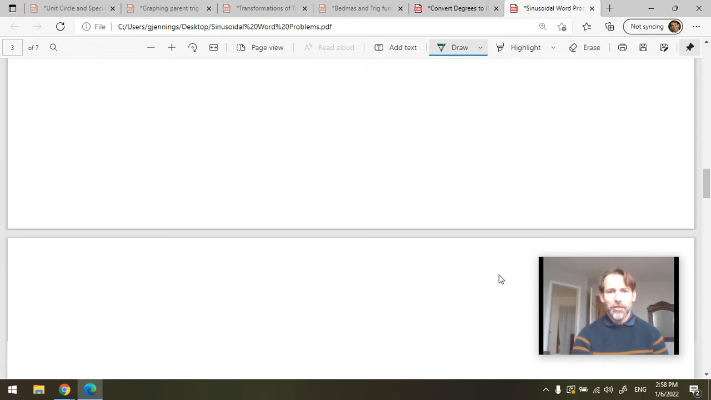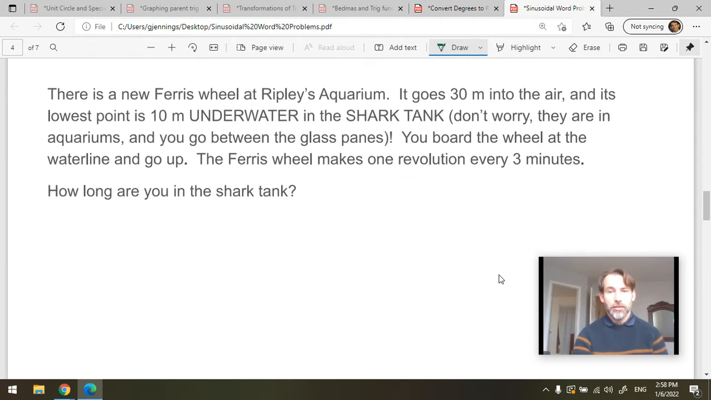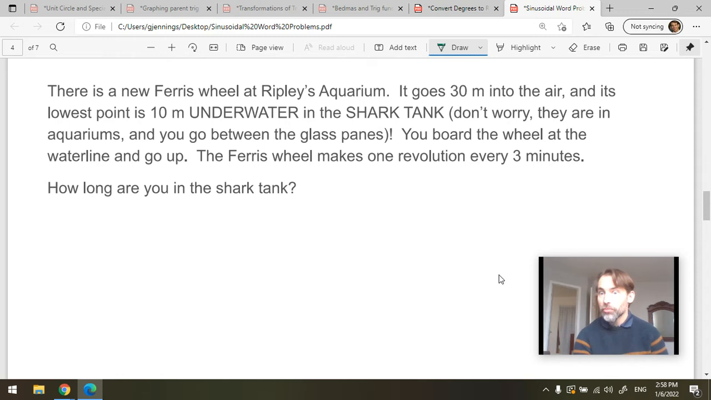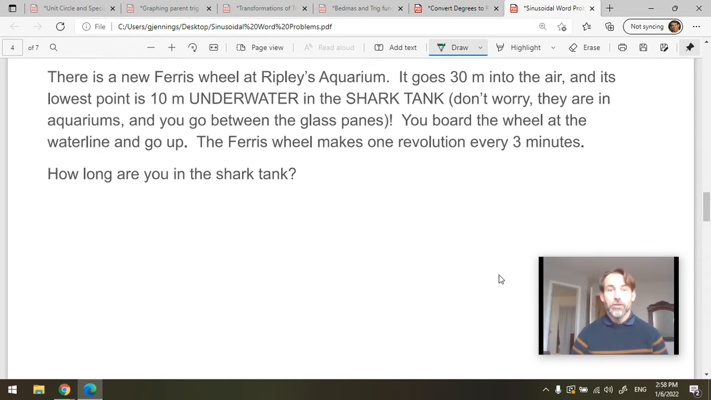I'm not going to do that one, but I will talk about this one because I've created my own Ferris wheel. Here it is. It's a word problem that we'll do together. There was a new Ferris wheel at Ripley's Aquarium. It goes 30 meters into the air. That's its highest point. And its lowest point is 10 meters underwater. There's actually 2 shark tanks that it goes between and then comes back around. Don't worry. You go between the glass panes. You're not going to get eaten at the bottom of the Ferris wheel.